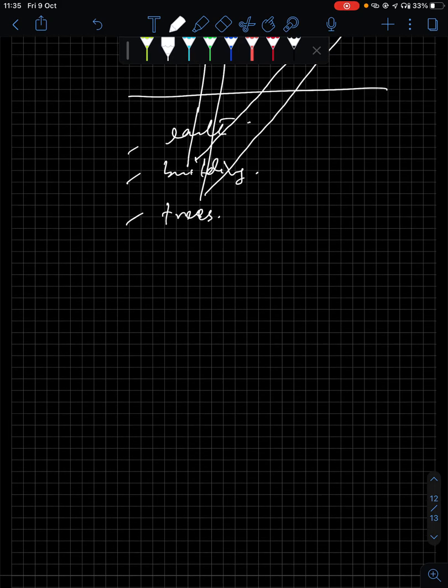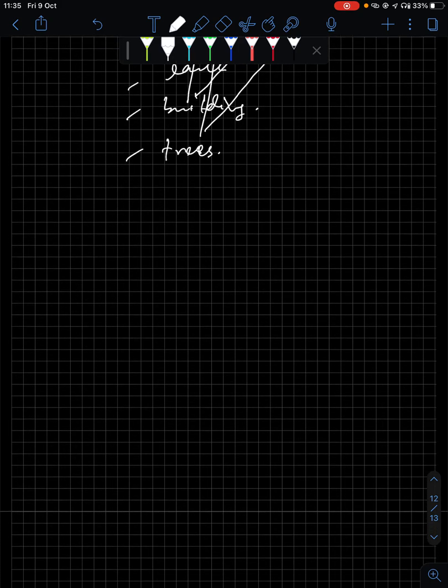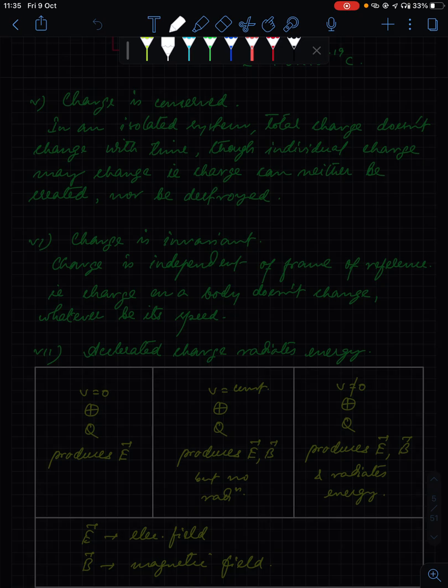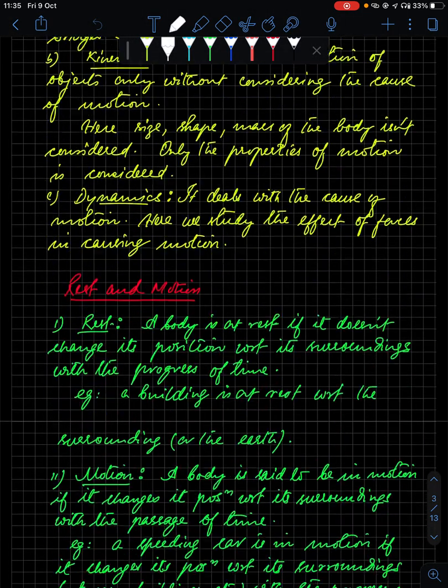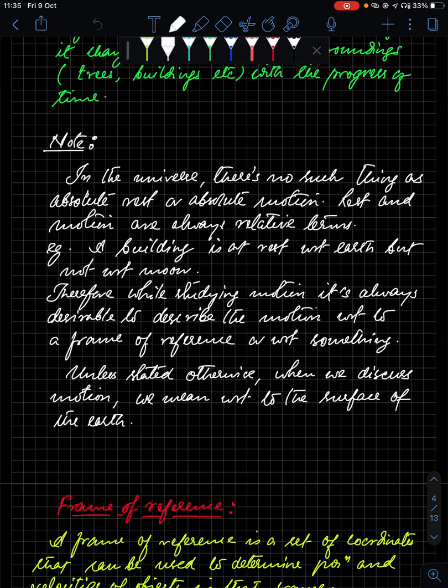All right, now in this universe, there is a statement written over there. You can see. Okay, this particular statement. In this universe, there is nothing such as absolute rest or absolute motion. There is nothing such as absolute rest or absolute motion. Rest and motion are always relative terms. Now, what is relative? Relative का मतलब होता है comparative.